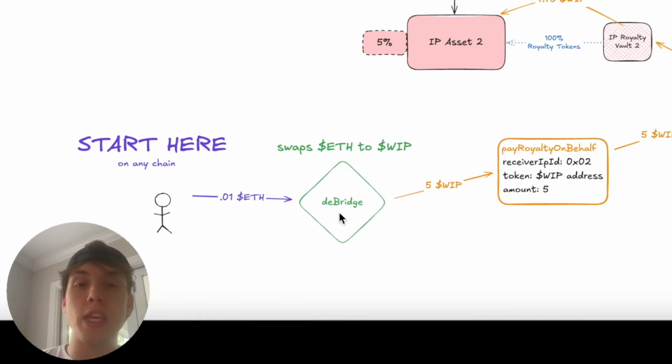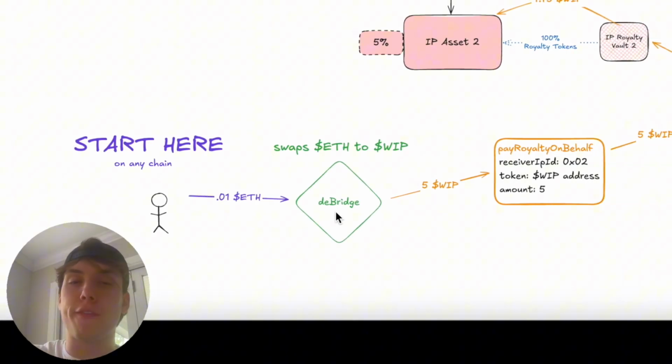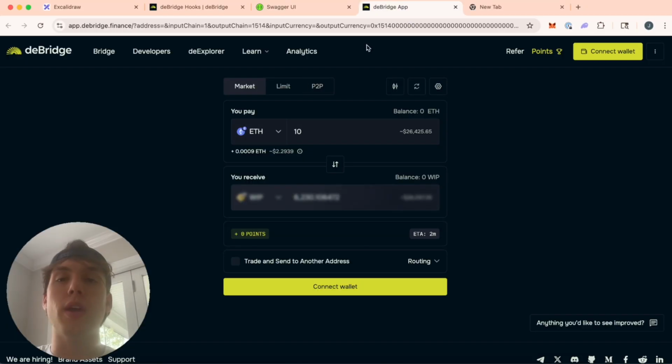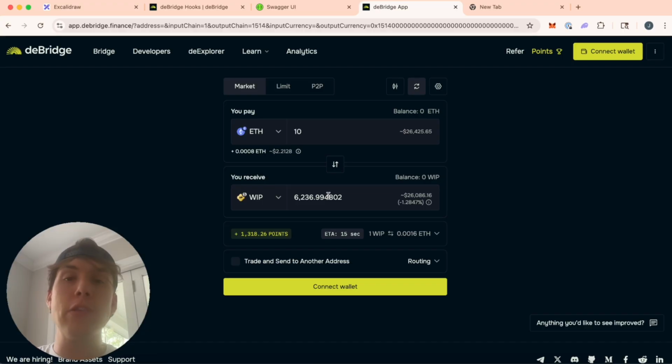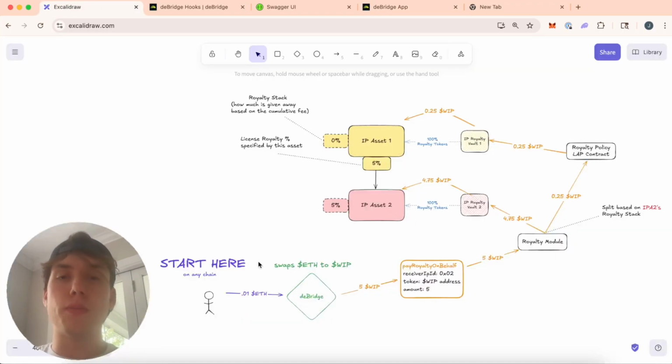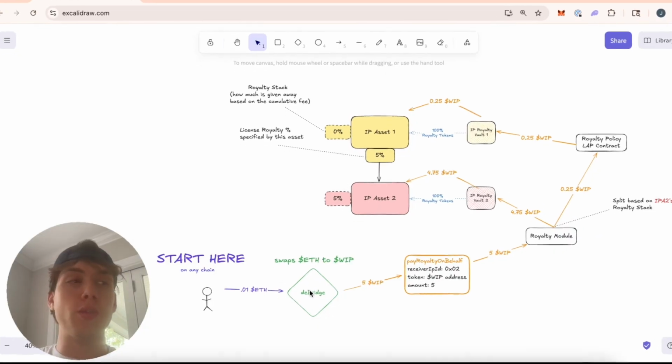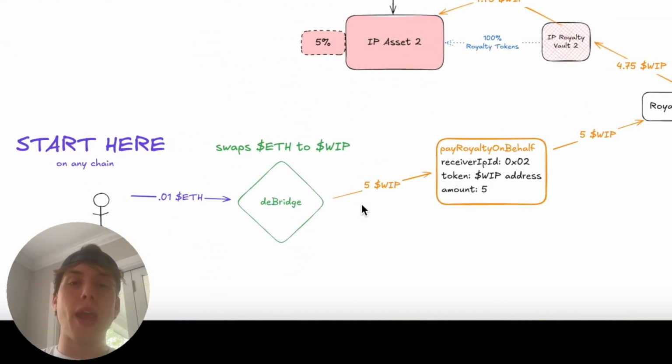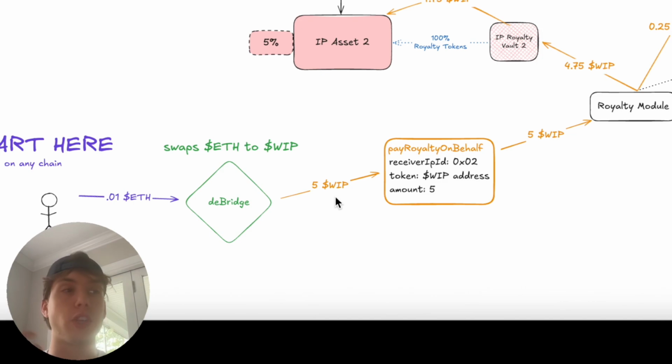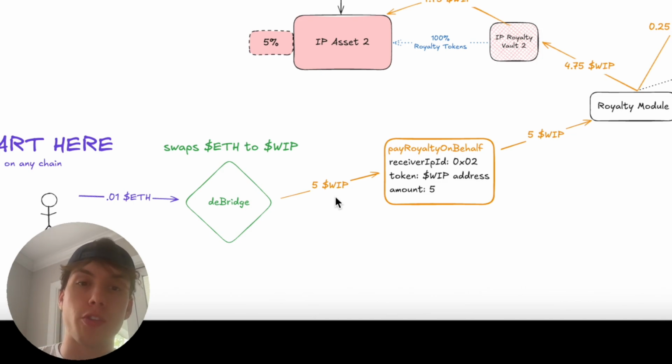Now, we're going to use deBridge to perform that swap. For those of you that are maybe not familiar, deBridge is an application that allows you to swap tokens cross-chain, right? So in this example, I could take 10 ETH and swap that to wrapped IP token. It gives me a conversion, just a simple swap. We're going to use deBridge to perform that swap and get to 5 wrapped IP token, which is what we need to pay IP assets on Story.